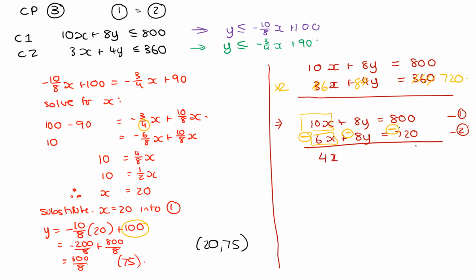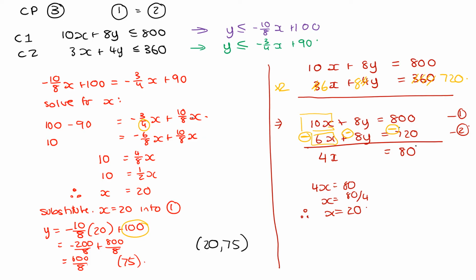Obviously, 8y minus 8y gives you 0. Then we have 800 minus 720 gives us 80. And then we can solve for x. So now we have 4x is equal to 80. So x is equal to 80 divided by 4. Therefore, x is equal to 20.